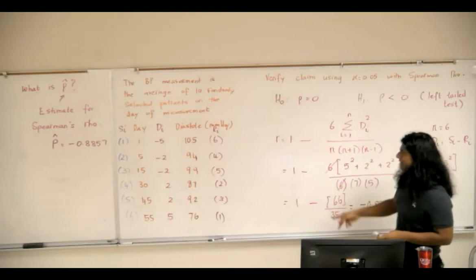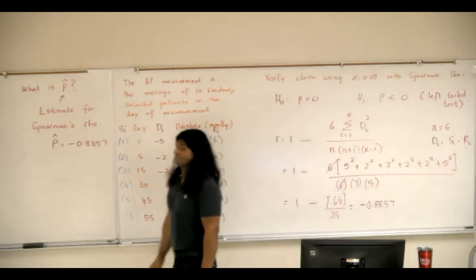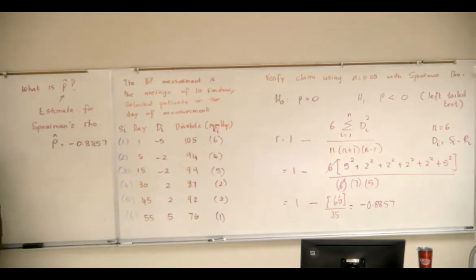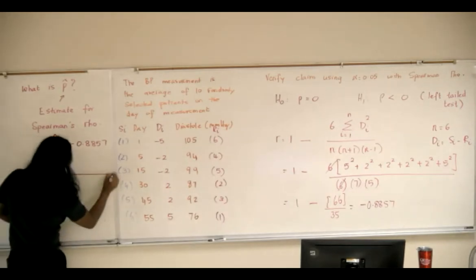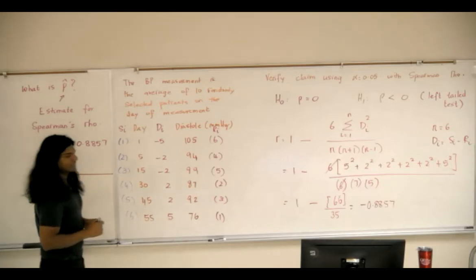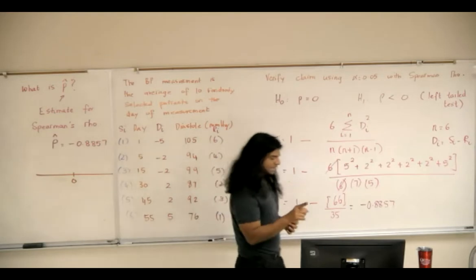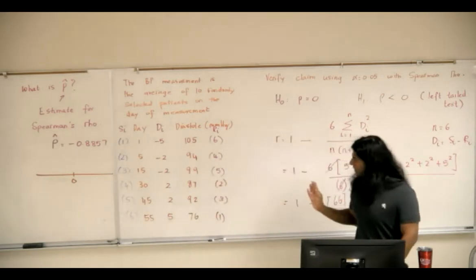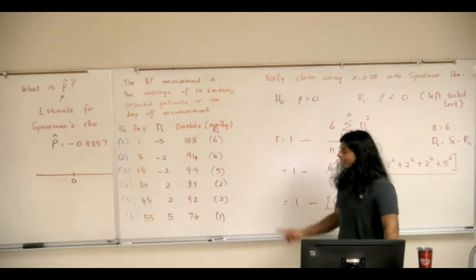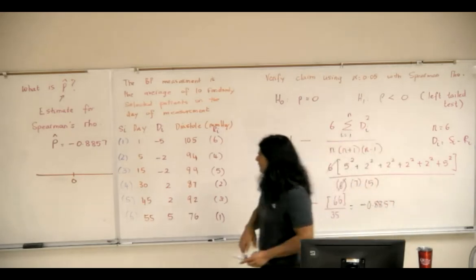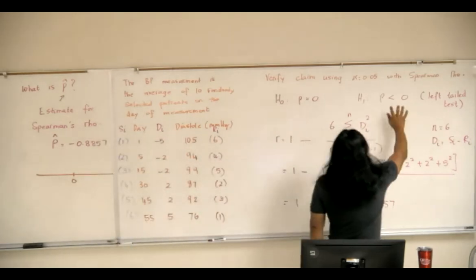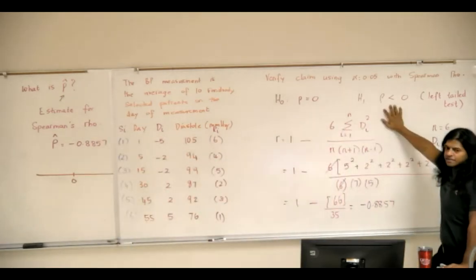So are we done yet? No, we have to do the large sample. I've got to get the critical value before I get that part. So zero is right in the middle. So where is the rejection region? Should it be on the left or right? To the left. Reason being, rho is less than zero.